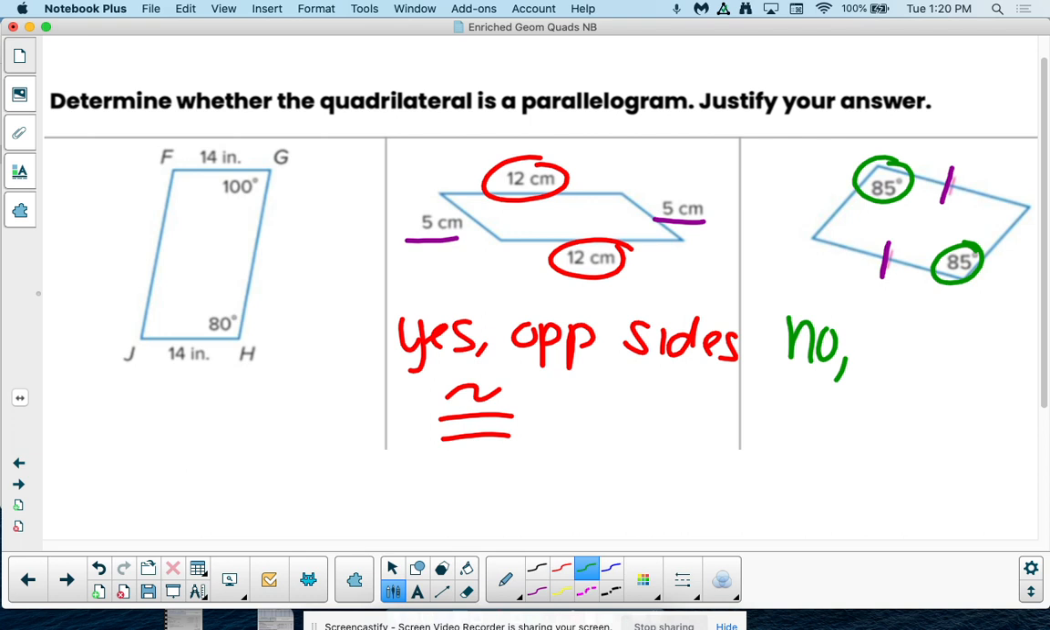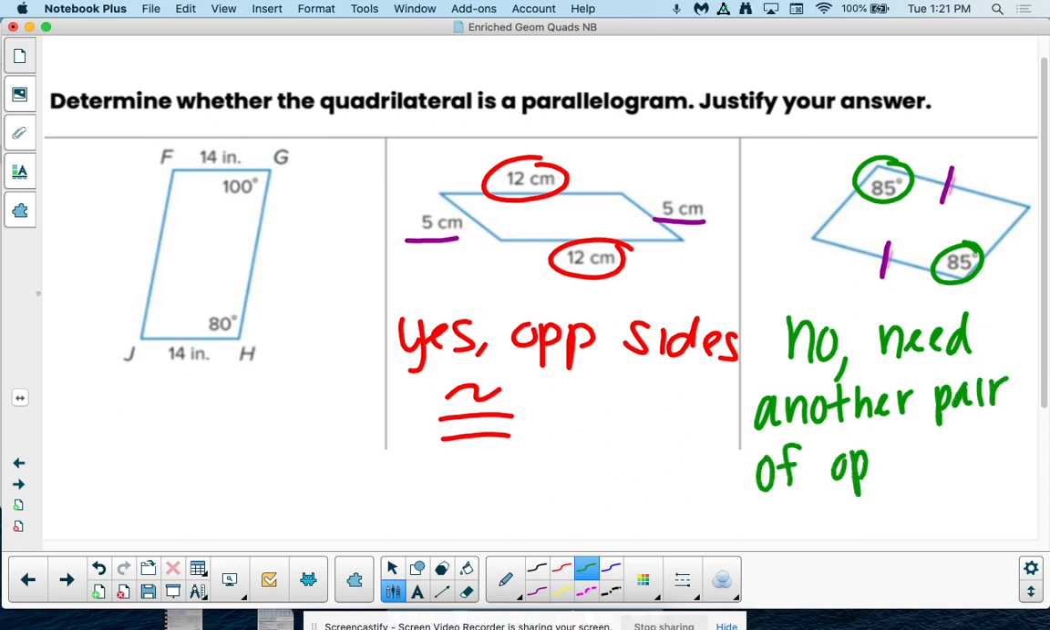And what should we say? Why is it not? What would we need? Not enough info. I need more than not enough info. Give me something more specific. What would we need? The other two opposite angles. Sure, that would work. Need another pair of opposite angles congruent. Perfect.